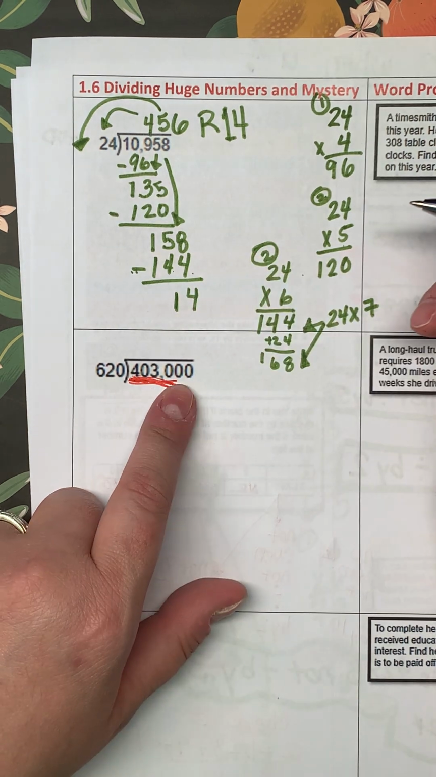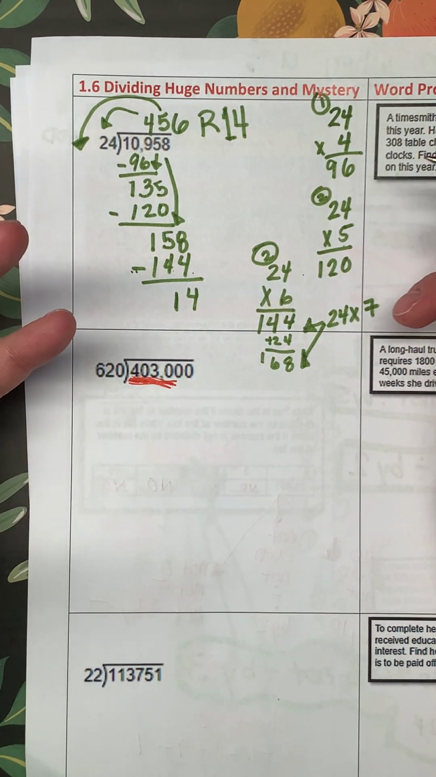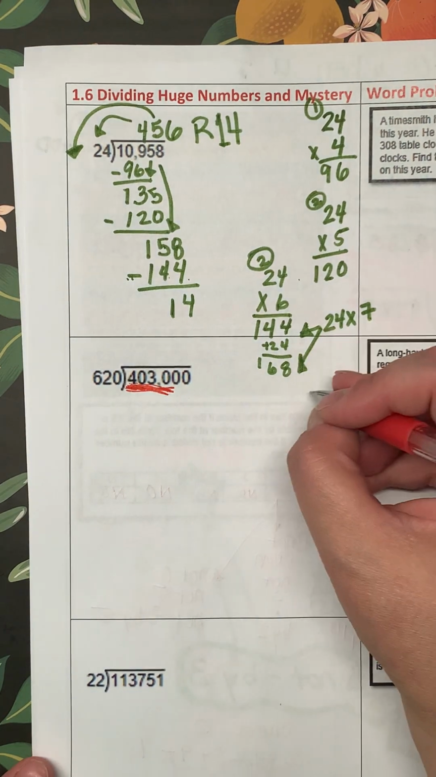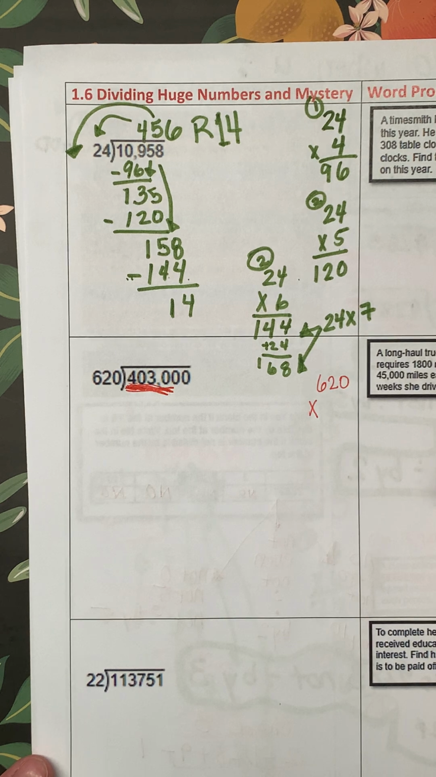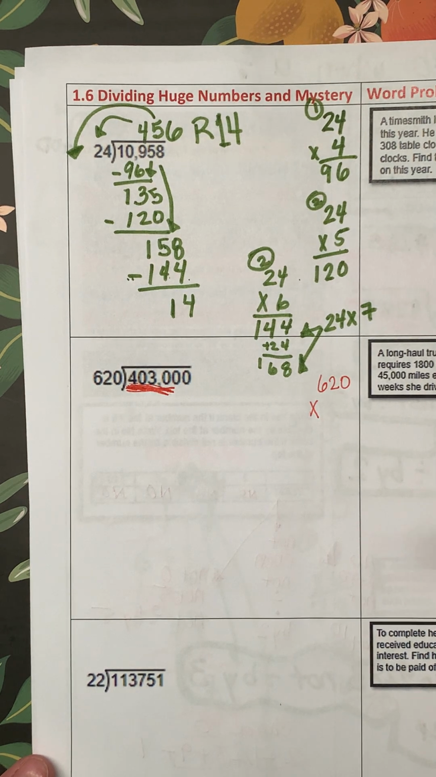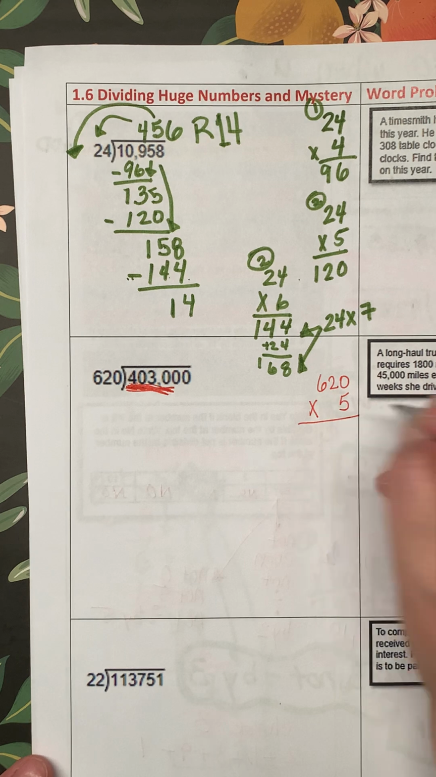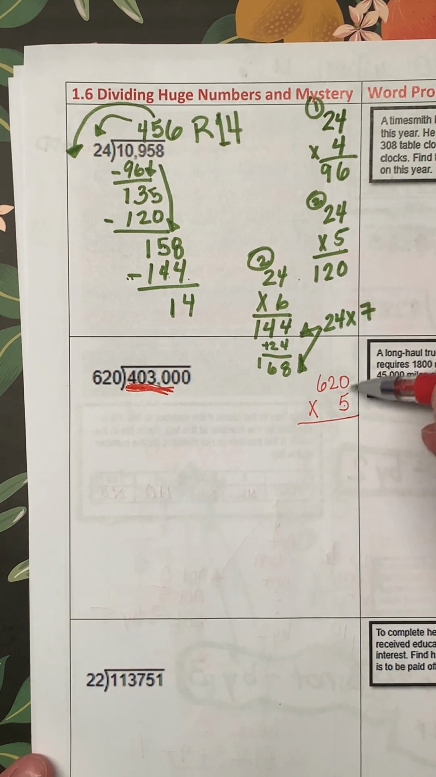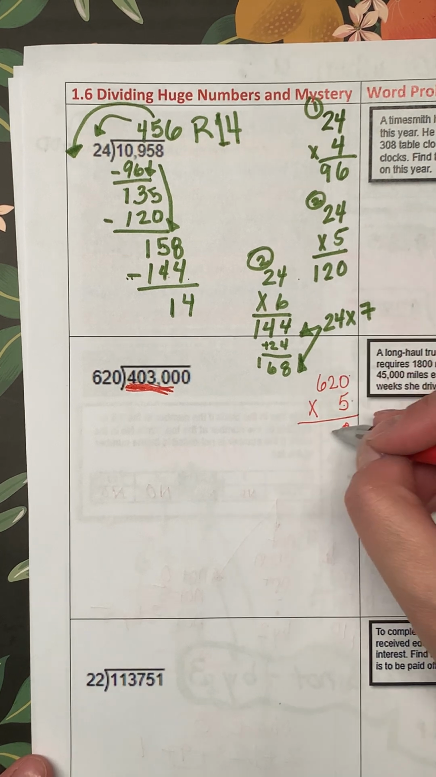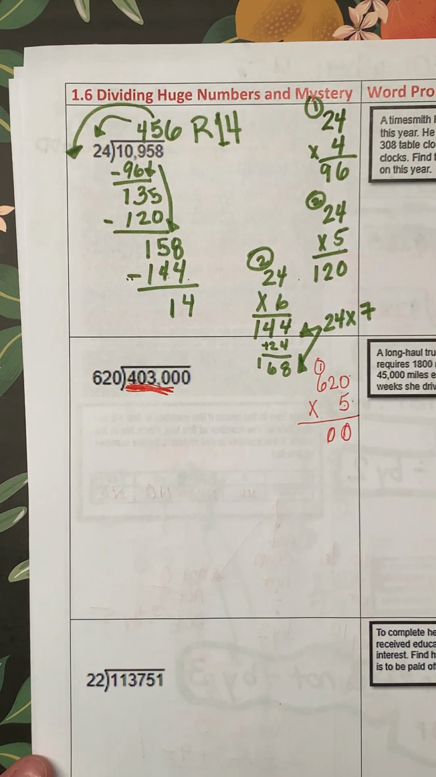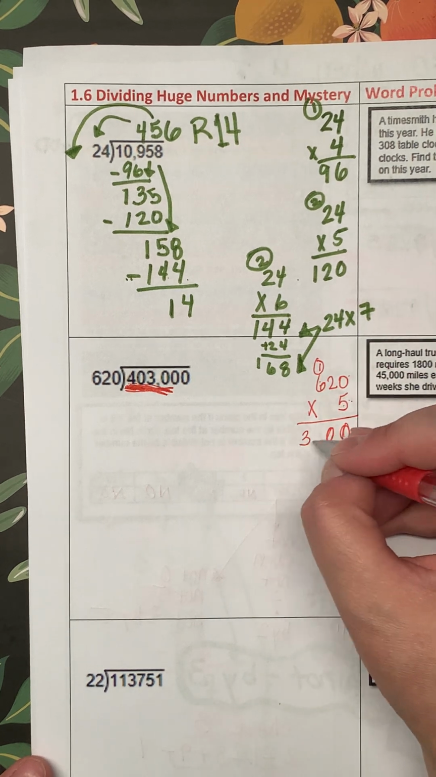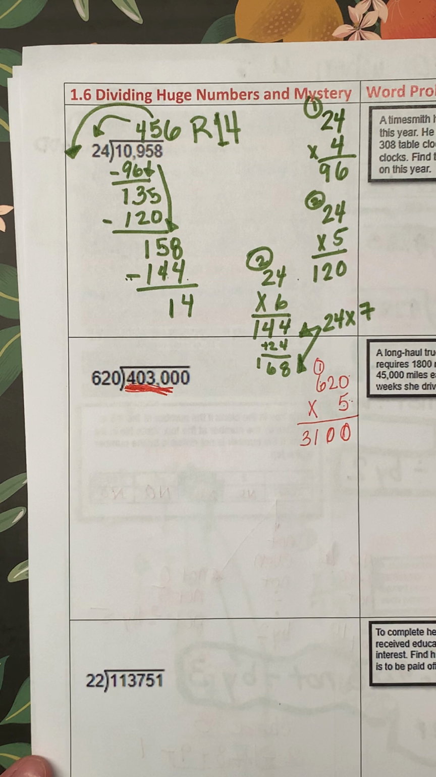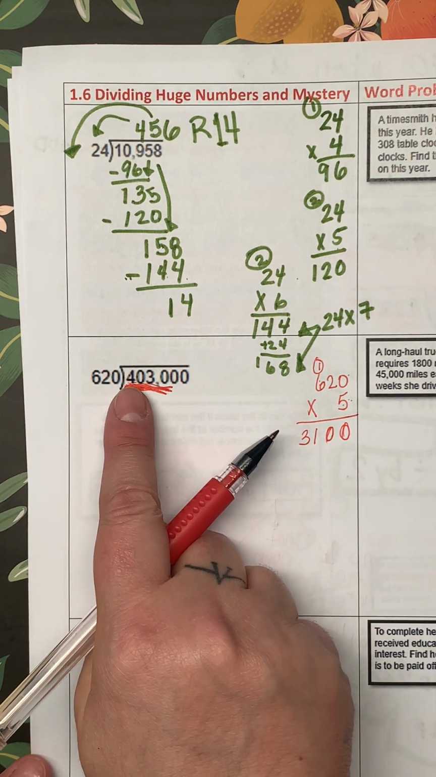Oh, I don't know. Let's see. Let's try a couple 620s. Let's try 620 times, I don't know, let's just try 5. Okay, 5 times 0, 0. 5 times 2, 10. Carry the 1. 5 times 6, 30, plus 1 is 31, so 3,100. Okay. Well, I need 4,000.